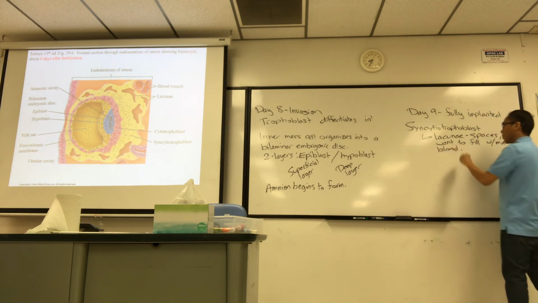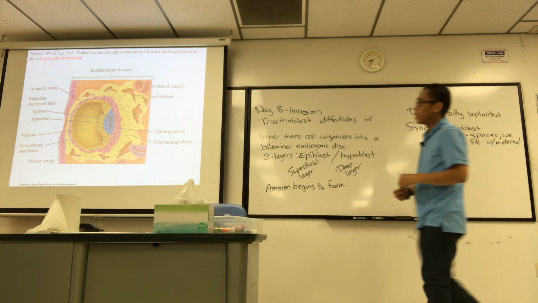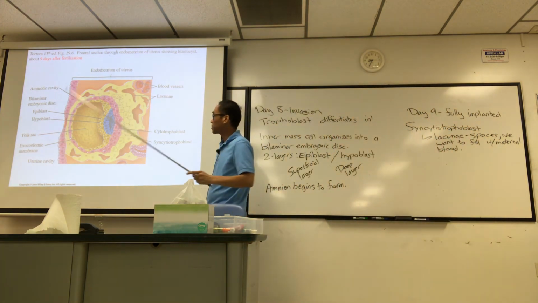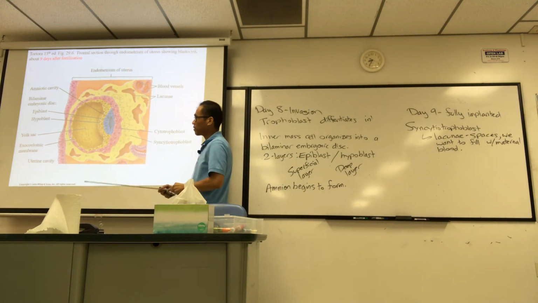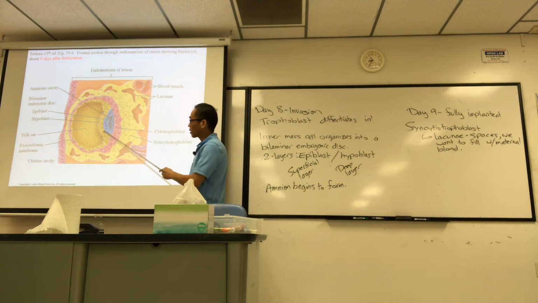You want to fill your swimming pool with water. You want to fill these spaces with maternal blood. Oh yeah, look at that. So we have our epiblast, hypoblast, the bilaminar disc, and always keep track of the layers. It's two layers, it will become three. So, bilaminar. We see our developing amnion.